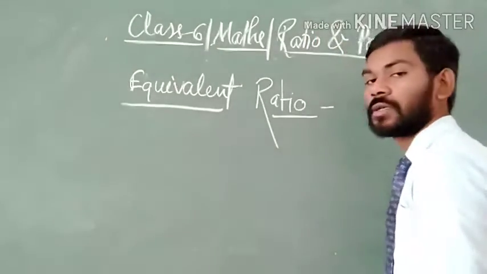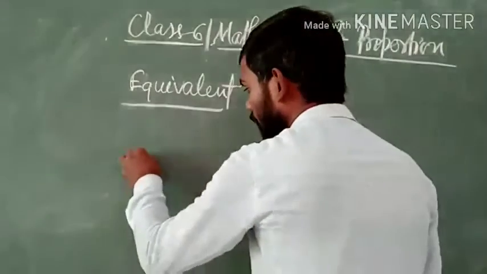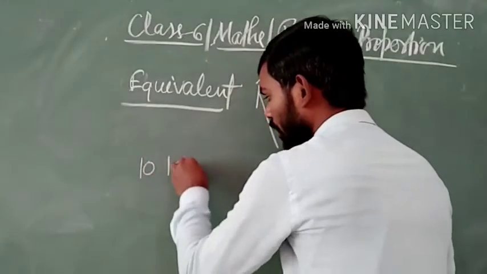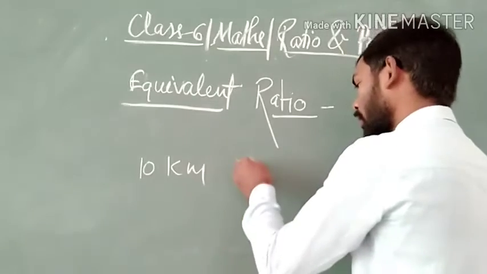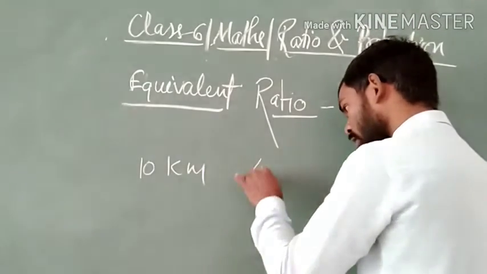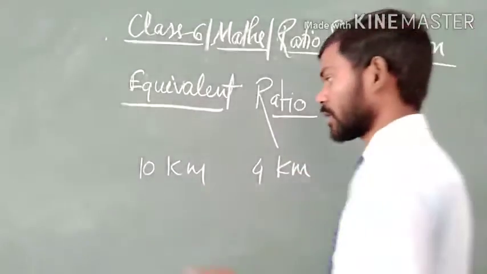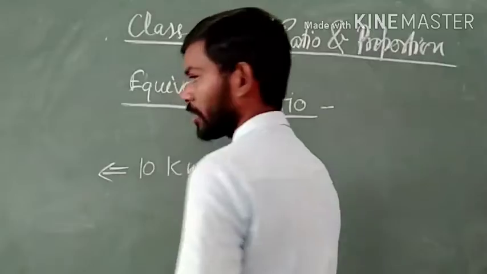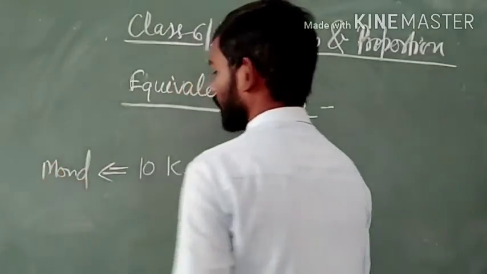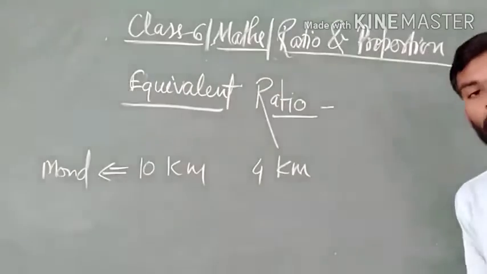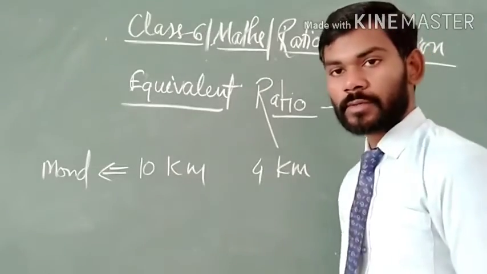Just suppose that I run 10 kilometers and you run 4 kilometers. Okay, this is our measurement of running on Monday. On Monday, I run 10 kilometers and you run 4 kilometers.